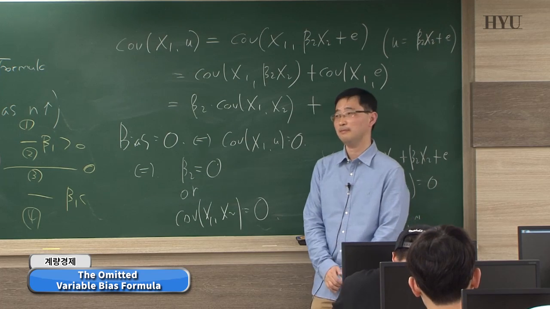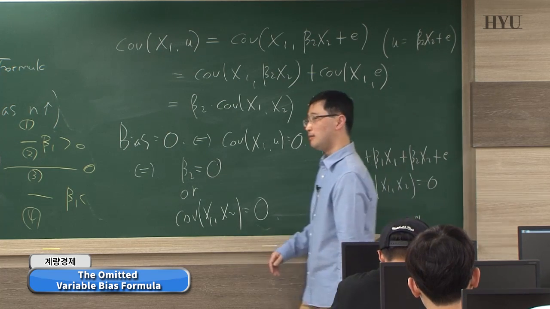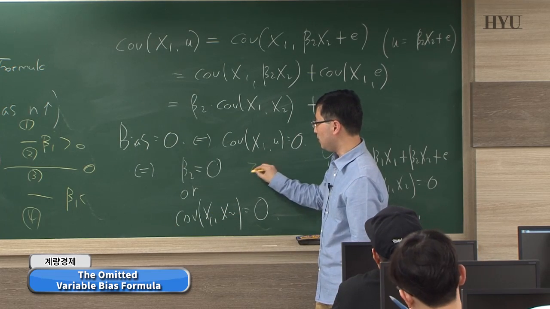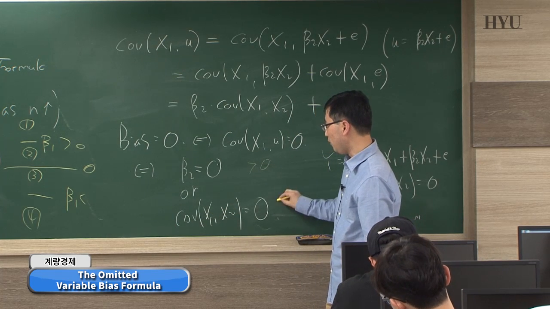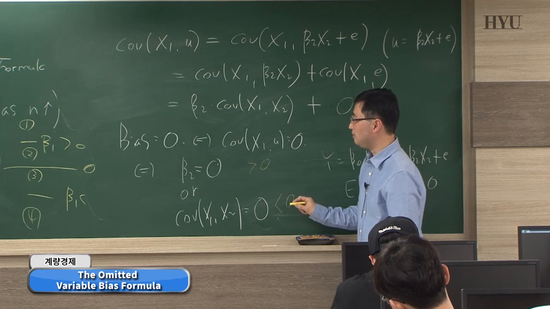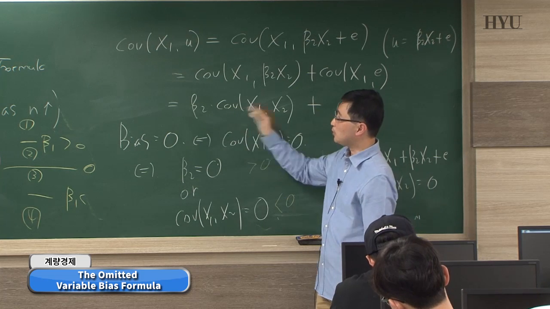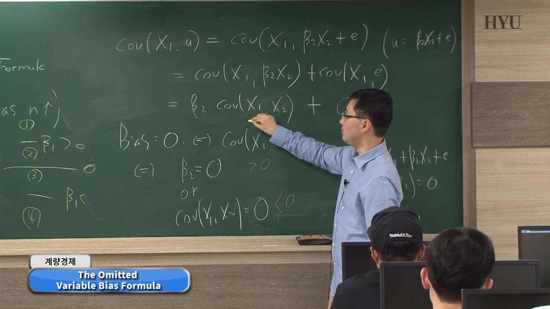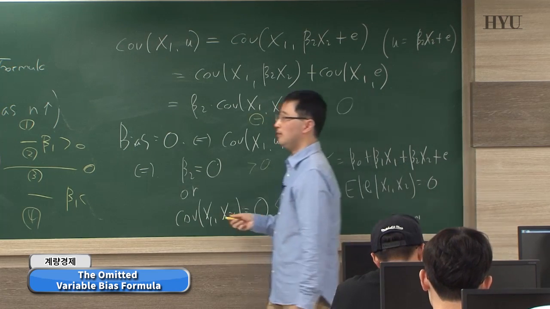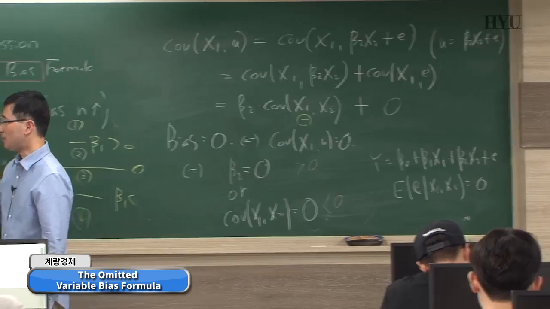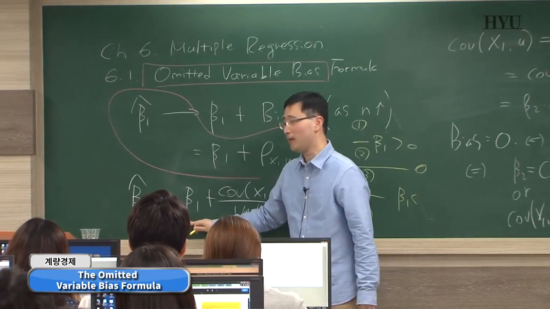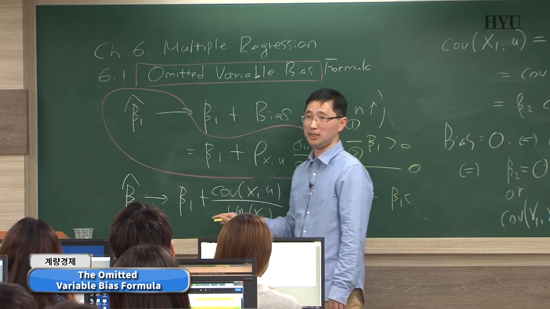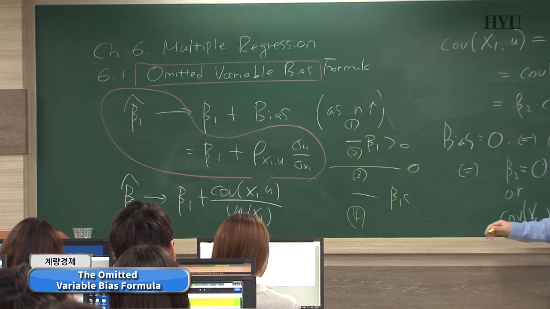Okay? Now, what is the sign of the bias in the first example? Again, beta 2 was positive in that example. Covariance was negative in that example. So beta 2 times covariance, which is the sign of the bias, must be minus, right? So your regression estimate converges to the true effect plus something minus. So that's why we underestimate the true effect.